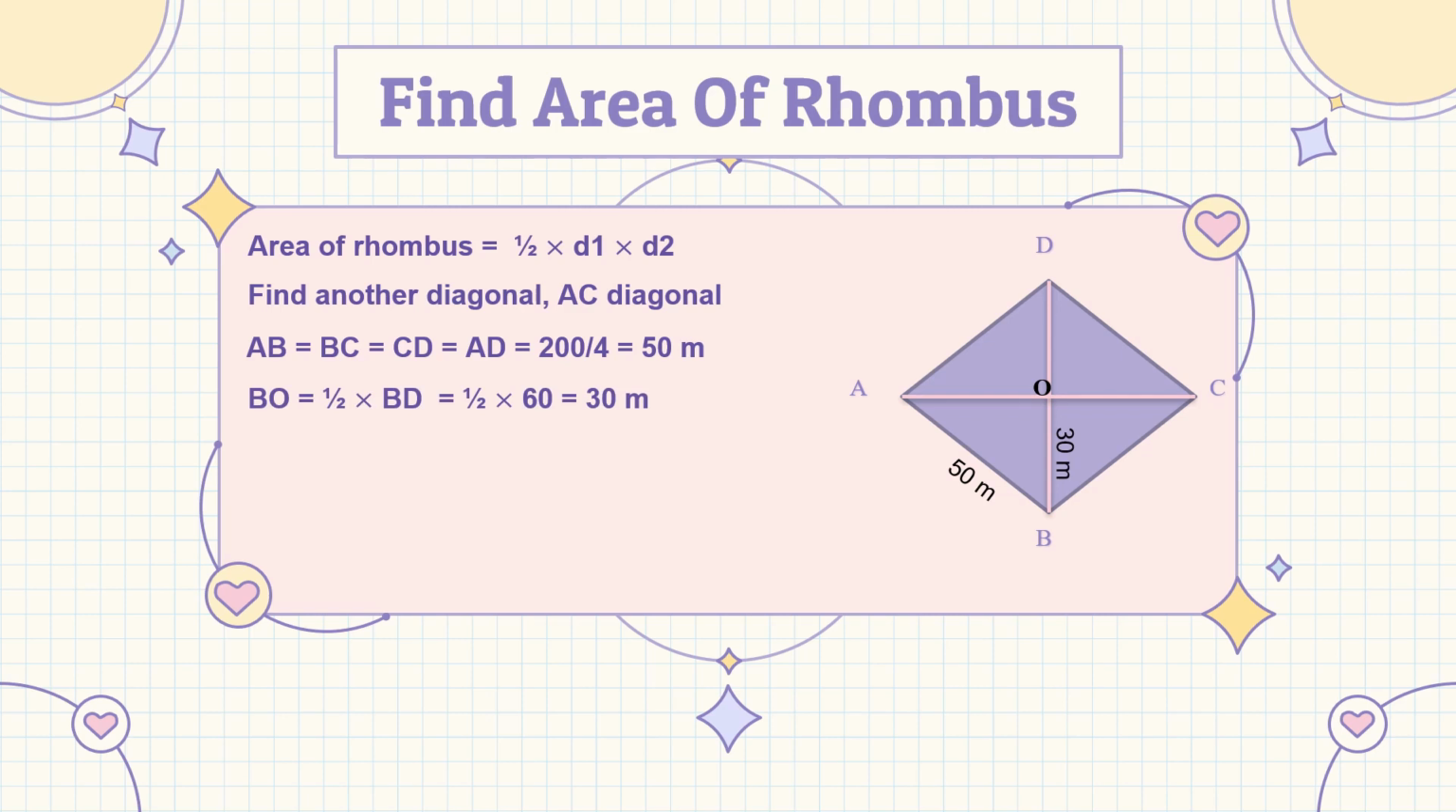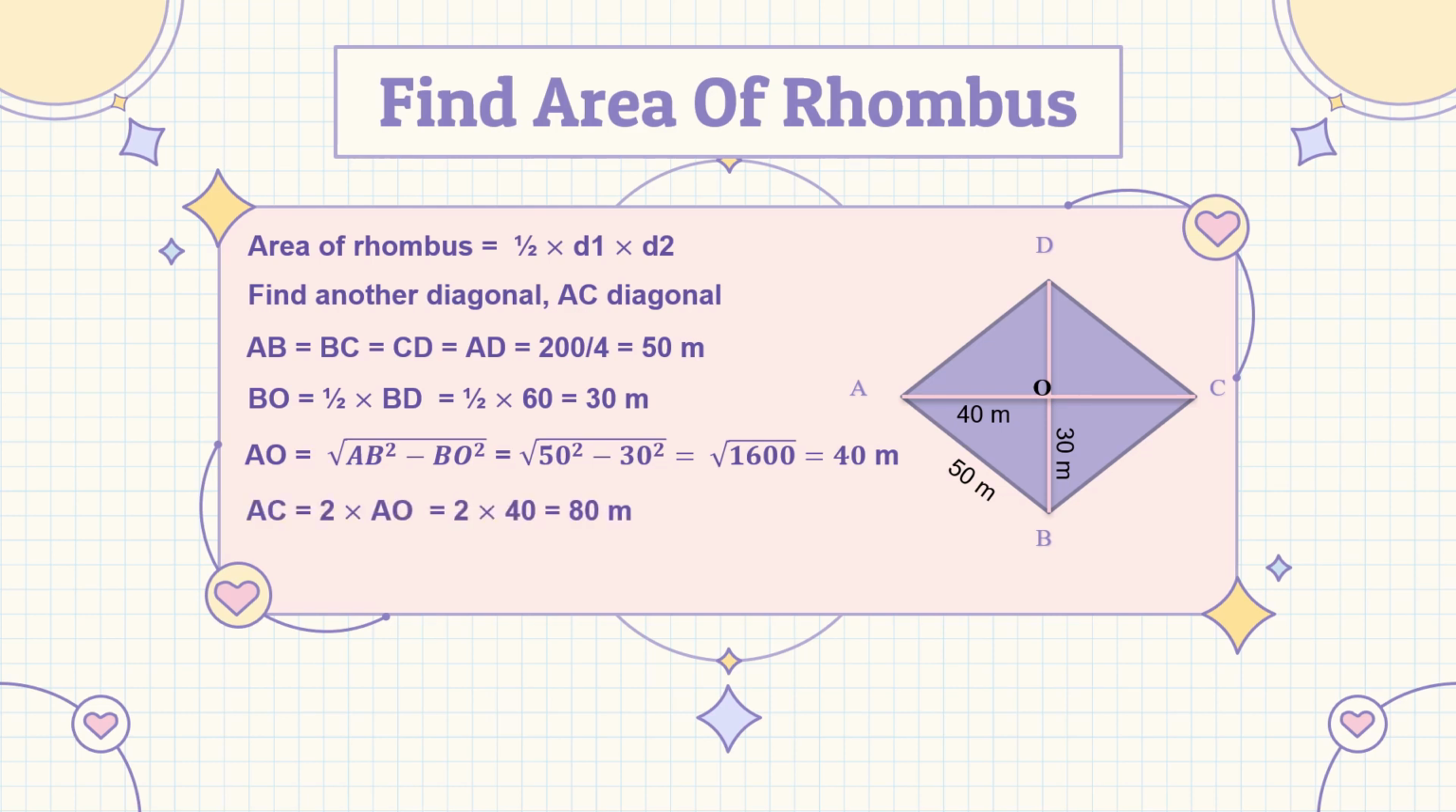After that, we need to calculate the length of AO with Pythagoras. AO equals the square root of AB squared minus BO squared, equals the square root of 50 squared minus 30 squared, equals the square root of 1600, equals 40 meters. Because we got the length of AO, we can calculate diagonal AC. AC equals 2 times AO equals 2 times 40 equals 80 meters. From there, we can find the area of the rhombus, which is 2400 square meters.